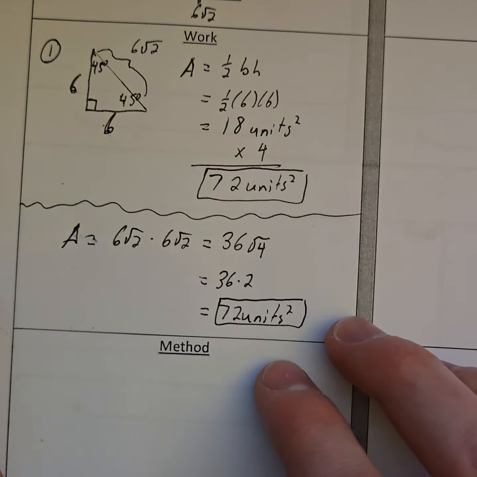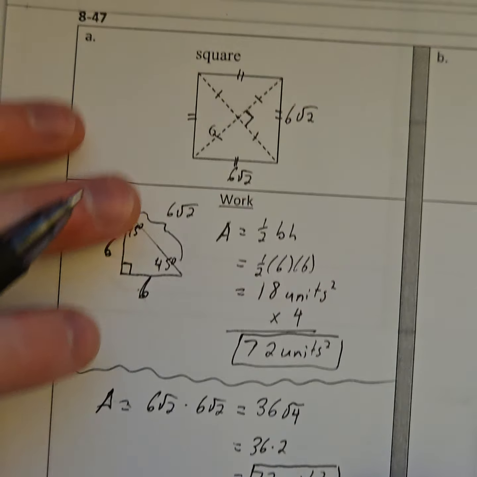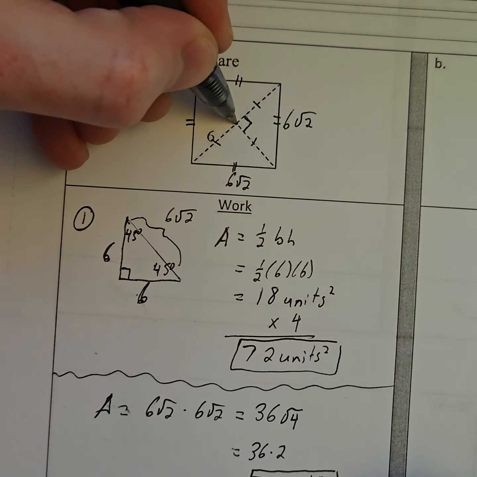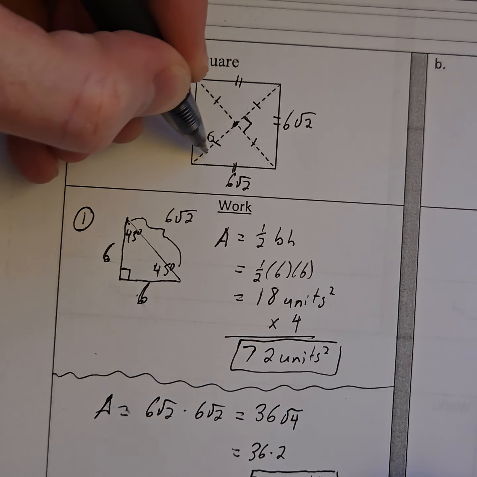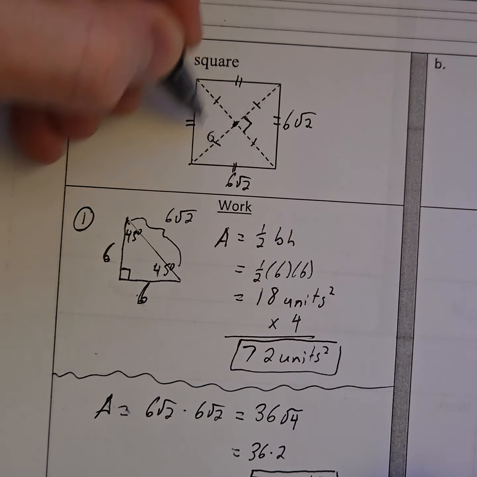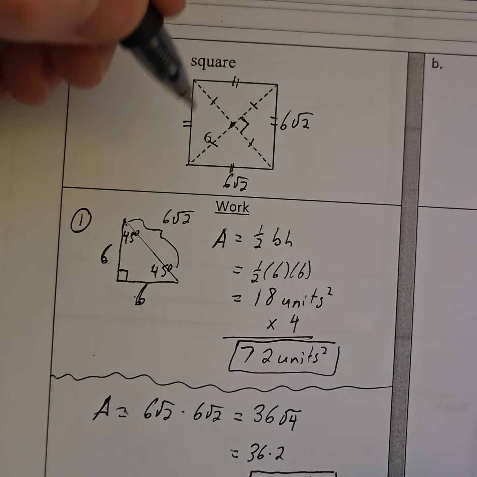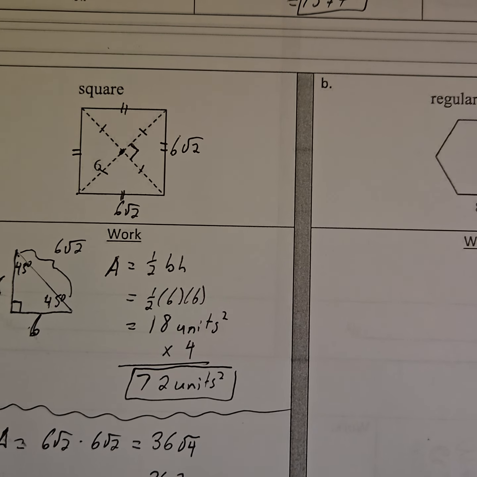All right, so there's 2 different methods to find the area of this square when you're given this line right here, which is called a radius, going from the center to a vertex of a square. That's called the radius.